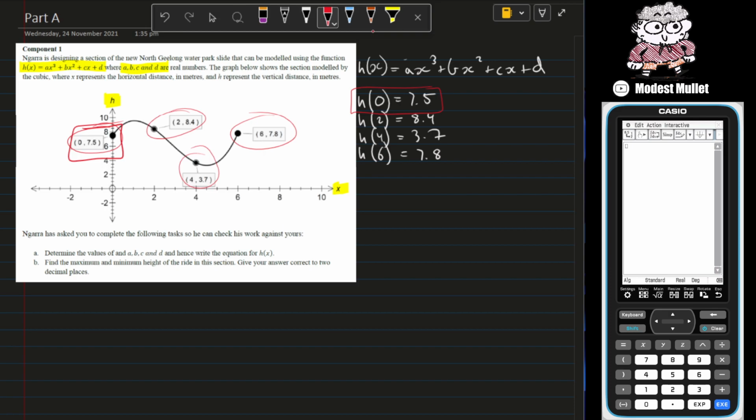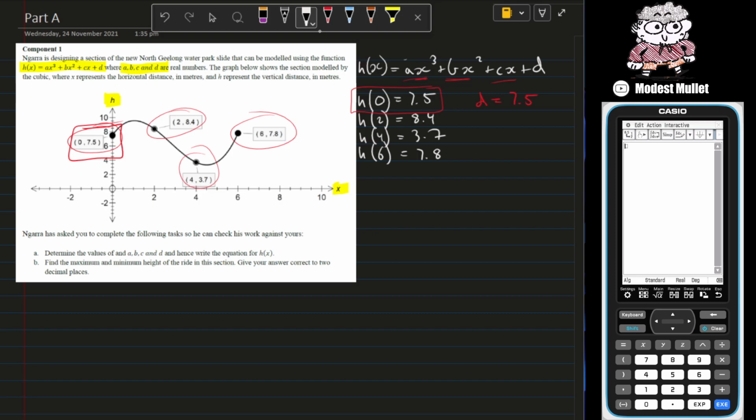Now, this first data point is on our y-axis, and it's h of 0. If we substitute 0 into these first 3 terms, they all disappear. That means straight away we get d must be equal to 7.5. As we put x equals 0 in, the first term becomes 0, the second term becomes 0, the third term becomes 0. That must mean d must be 7.5 for that first coordinate to hold true.